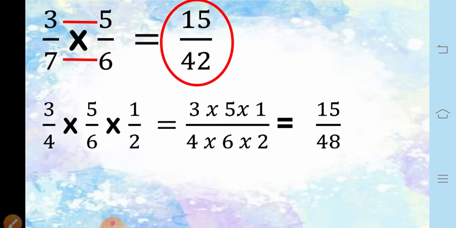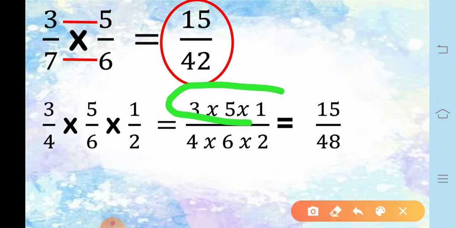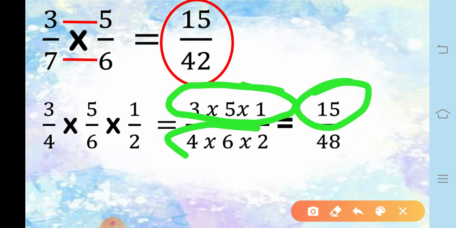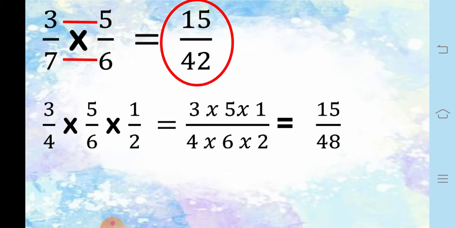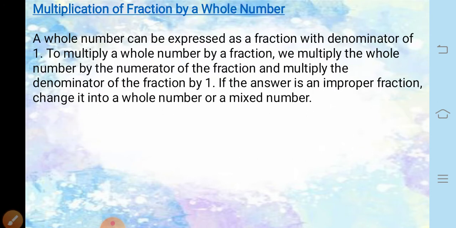Another example, 3 over 4 times 5 over 6 times 1 over 2 is equal to, the same process again, we get 3 times 5 times 1 is equal to 15. 4 times 6 times 2, we get 48. So we have the final answer of 15 over 48.